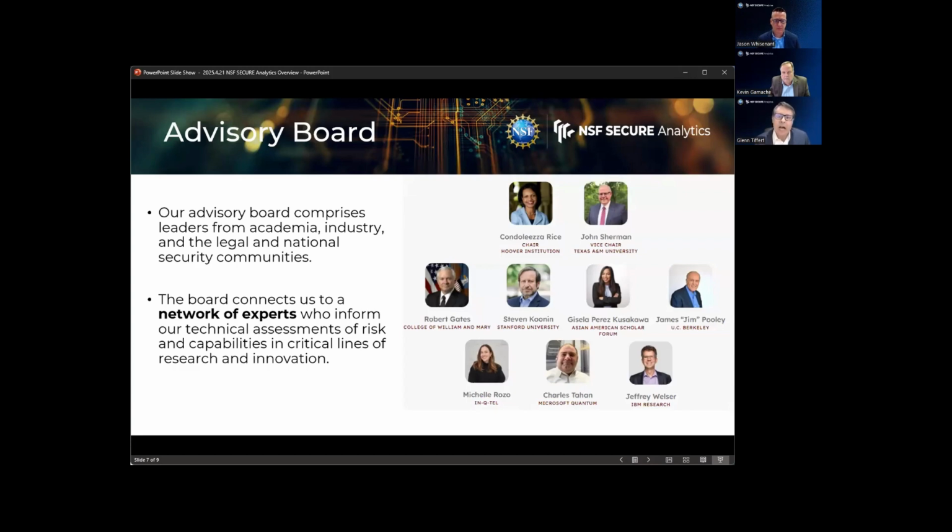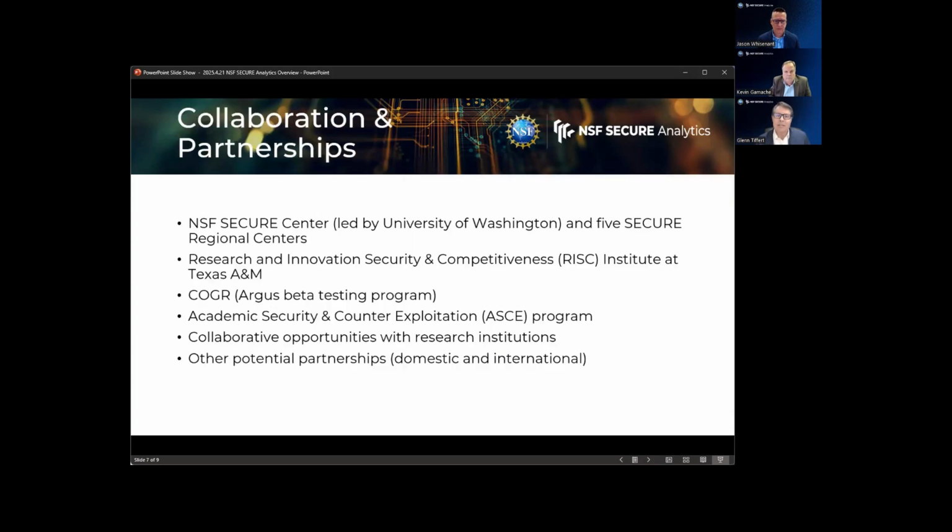The board is going to help us connect to a network of subject matter experts who inform our technical assessments of risk and capabilities in critical lines of research and innovation, because we understand that it's important and critical, essential for us to get the science right in understanding risk in the research enterprise. So, next slide, please.